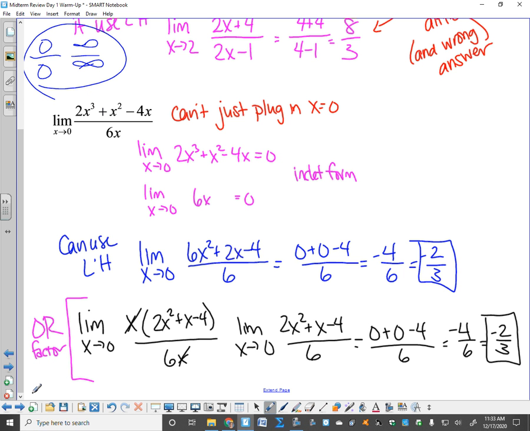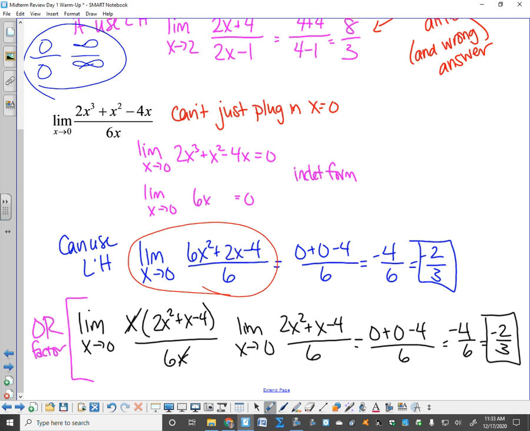So then I'm going to use L'Hopital. Notice that I keep my limit until I pull the trigger on my limit. So right here, all I did was take the derivative. So the limit is still there. Now I can pull the trigger on my limit, and anything with an x goes to 0. That's going to leave me with -4/6, which is a -2/3.